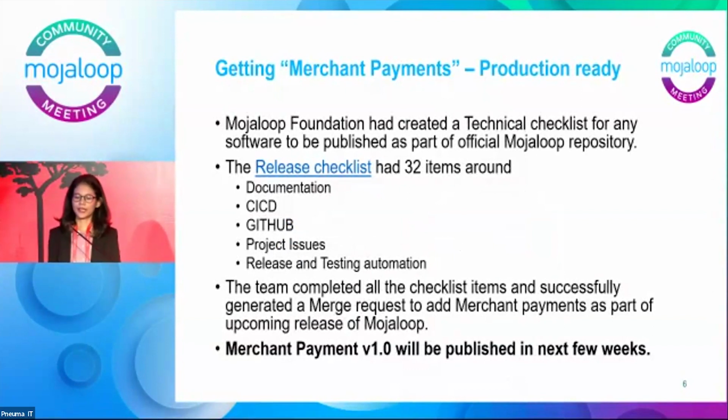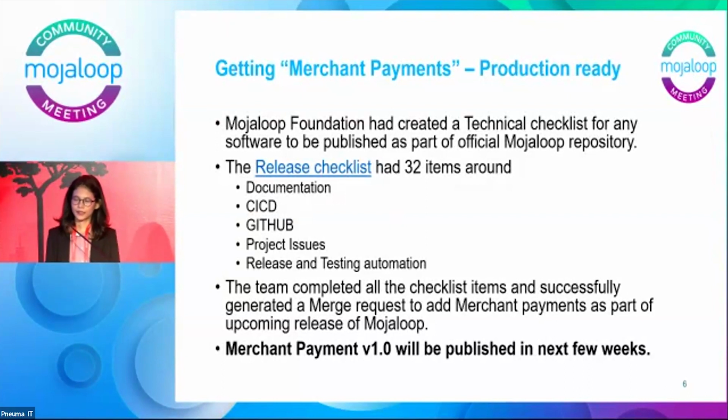So what have we done in this PI? In the previous PI, we completed most of the items that we intended to add in the MVP version of the merchant payment system. So in this PI, our focus is to make those things into a production-ready package. There's a checklist provided by the Mojaloop Foundation, and there are a total of 32 items that we have to complete for the release checklist.